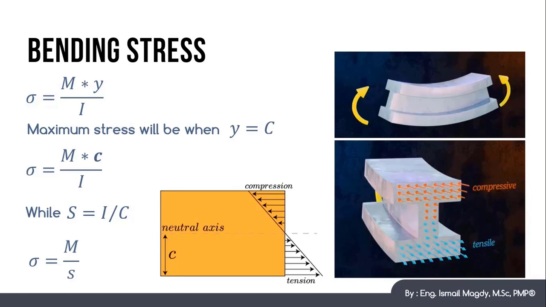Maximum stresses will be located at the outer surface of the beam as earlier mentioned, hence we can replace y with c, where c is the distance between the centroid and the beam edge. And as I and c are both constant values for any beam section, if we consider S to be I over c, then stress will equal M over S. Now let's have an example of this.